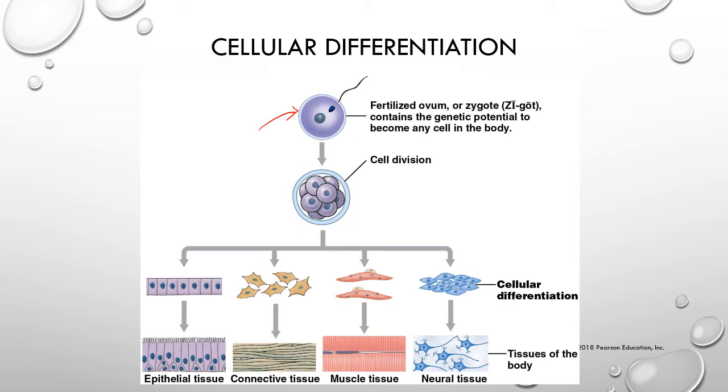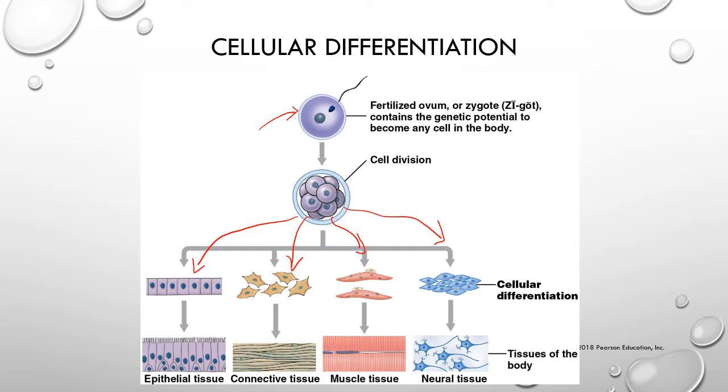We started out with that zygote, and it divides and turns into 2 cells, and then 4 cells, and then 8 cells, and so on. They keep dividing and dividing, and we get more and more cells. Early on along the way, those cells then have to go through differentiation. They're going to start to divide into different types of tissues. We're going to have our 4 basic types of tissues: epithelium, connective tissue, muscle, and then nervous tissue.